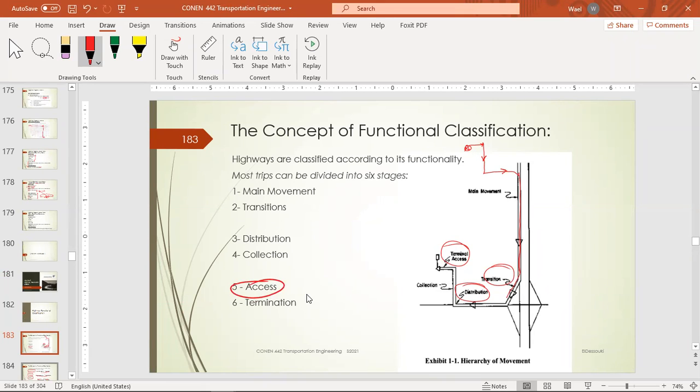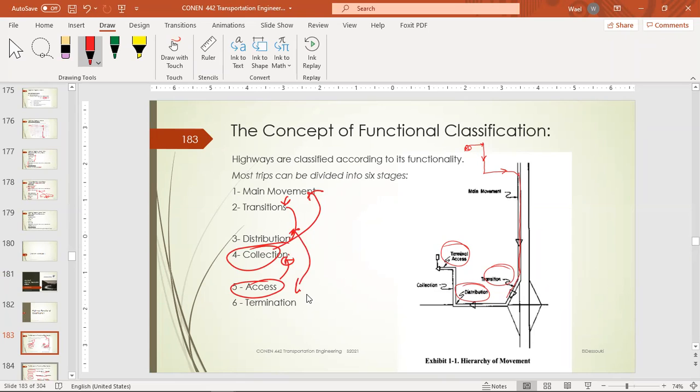Then we go to the collection, okay. Then we go to the main movement. Then from the main movement, we go to the transition. Then from the transition, we go to the distribution. Then we go to the termination.